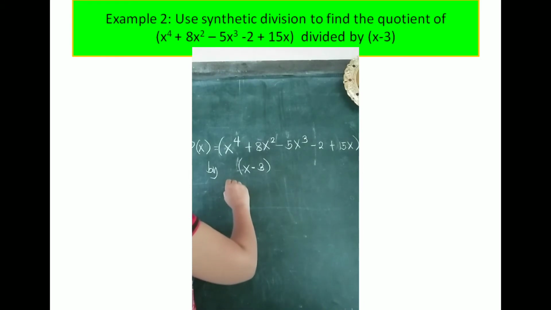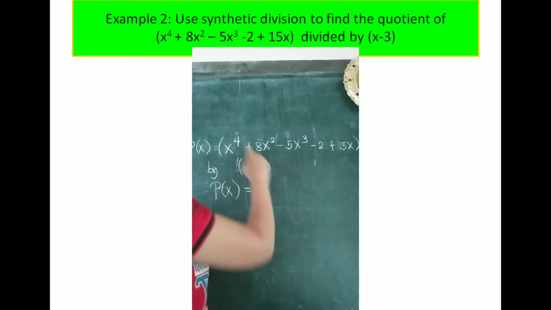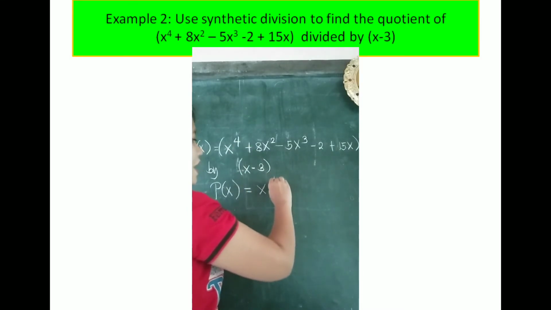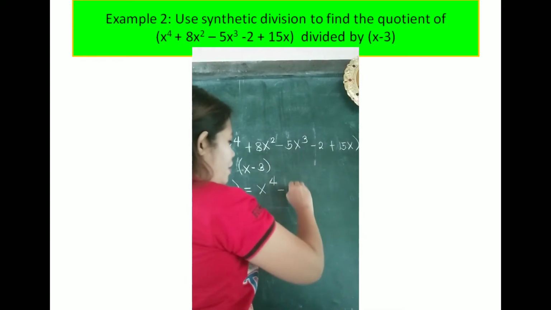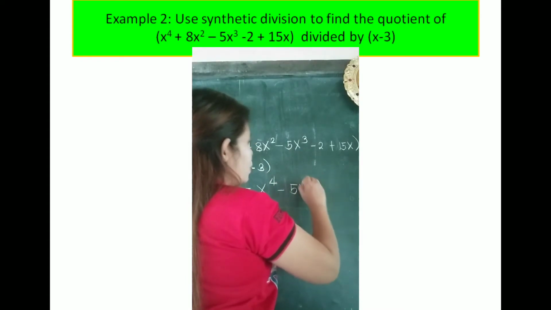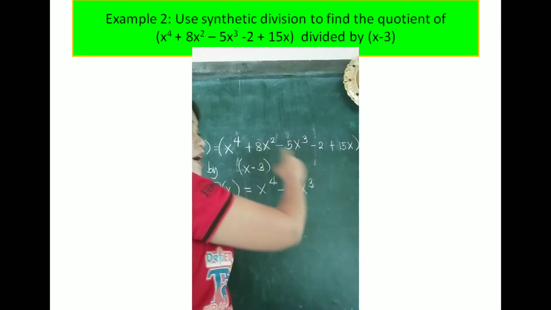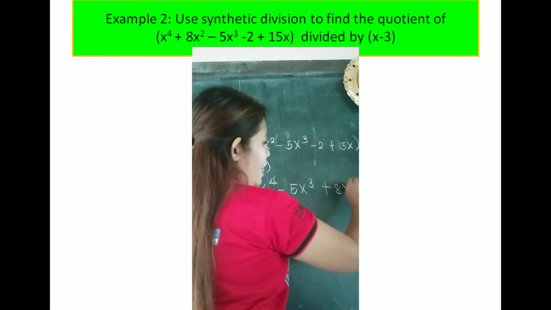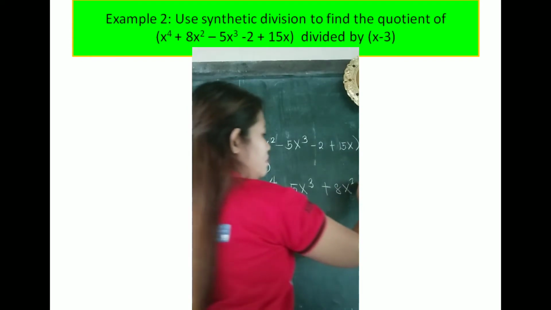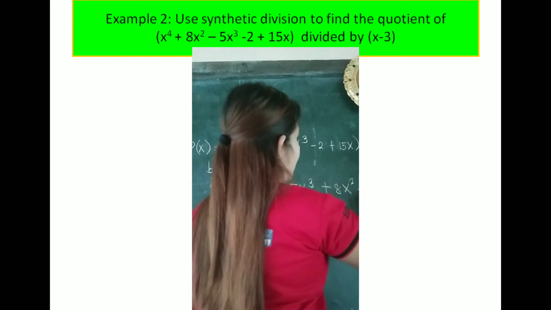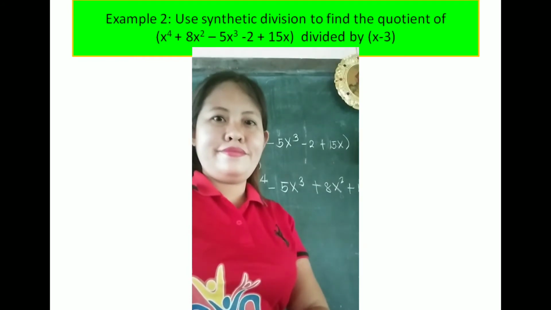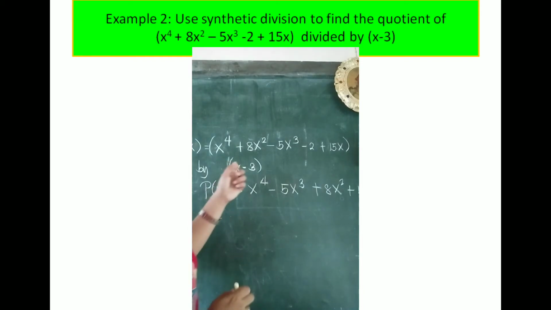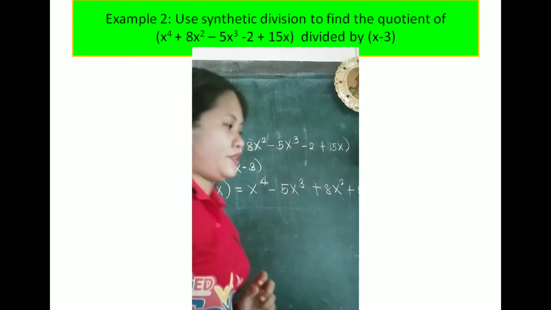So your dividend will become p of x is equal to your leading term x raised to 4 containing the highest power, followed by negative 5x cubed, followed by 8x squared, followed by 15x minus 2. And then your divisor is still x minus 3.